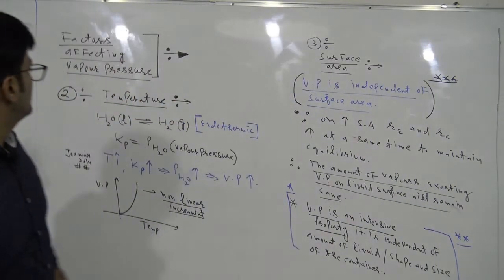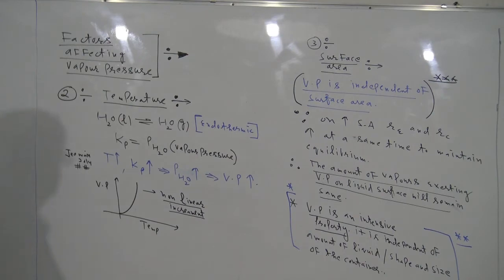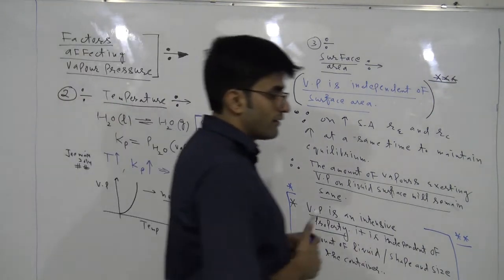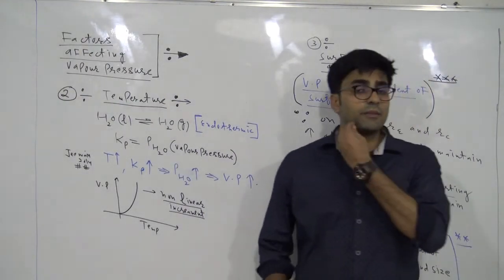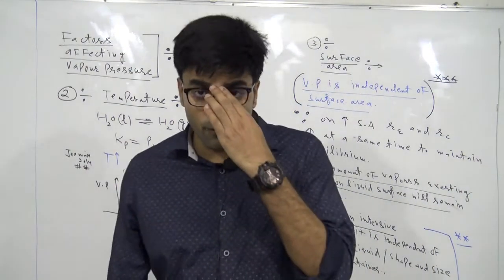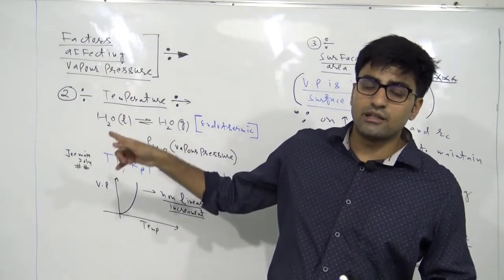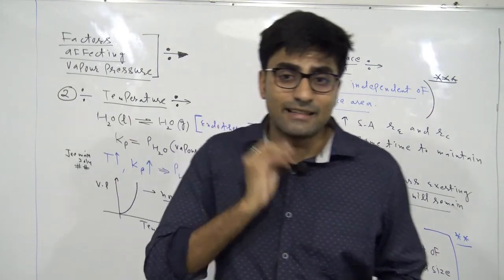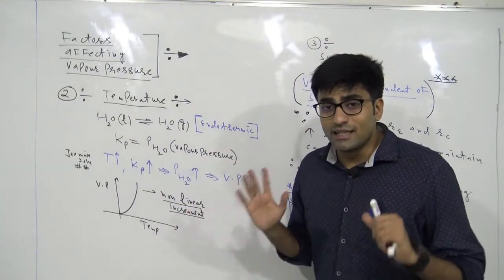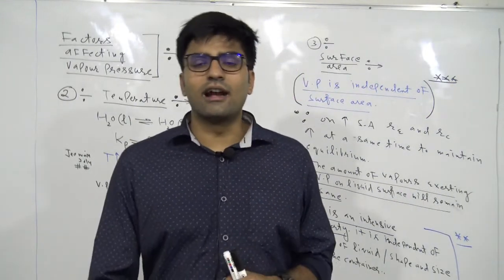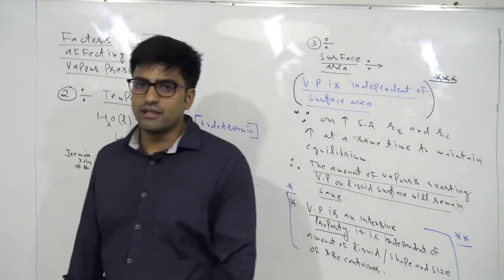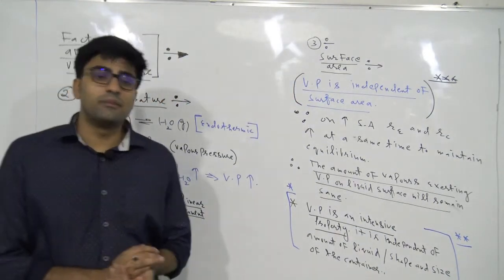Okay guys, so this is it. We discussed the factors. The first factor was intermolecular forces, where I told you that vapor pressure is inversely proportional to intermolecular forces, and the second factor was temperature. On increasing temperature, vapor pressure will increase, and we learned its graph also. The increment is non-linear, it's not linear. And after that, the third was surface area. So I told you that vapor pressure is independent of surface area.